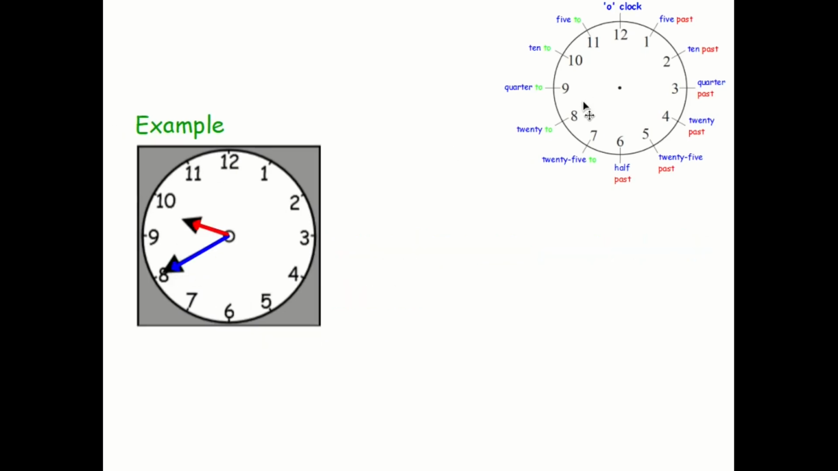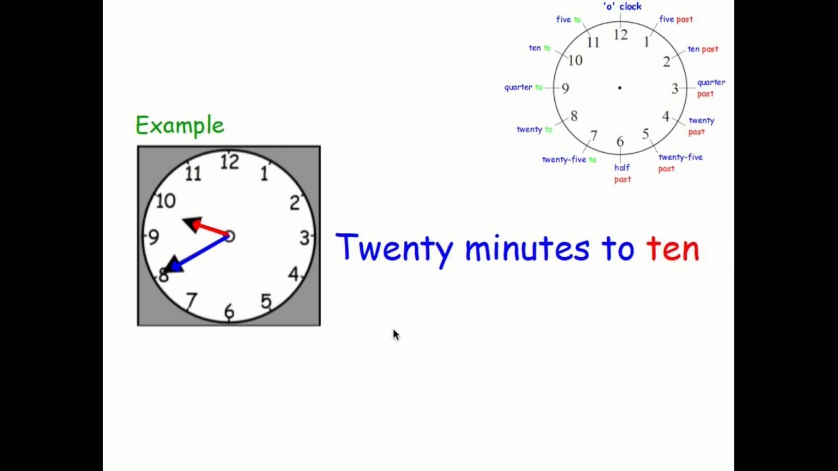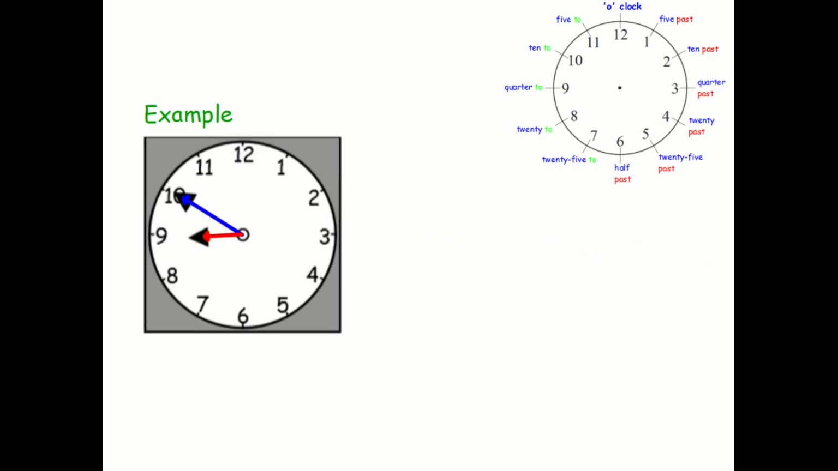Here, the minute hand is at the 8, so we say 20 to. It's 20 to the next hour, which is 10. 20 minutes to 10. Here, the minute hand is on the 10, so we say 10 minutes to. And it's pointing to nearly the 9, so we say 10 minutes to 9.